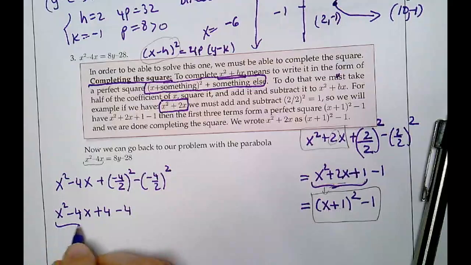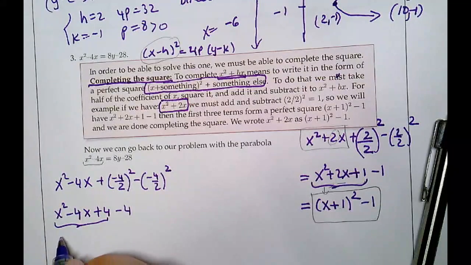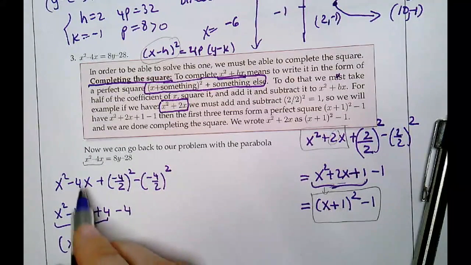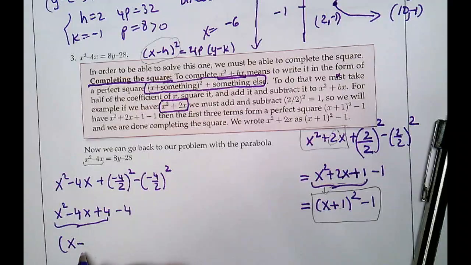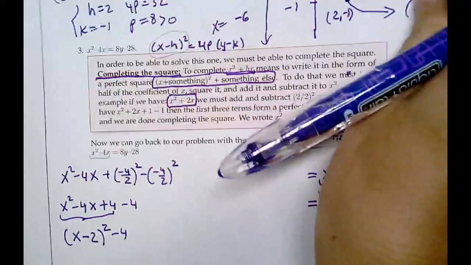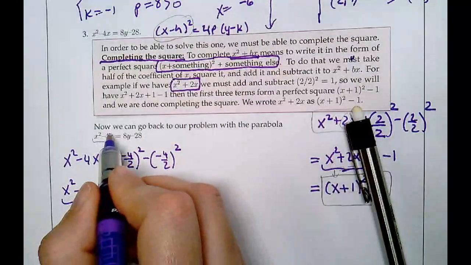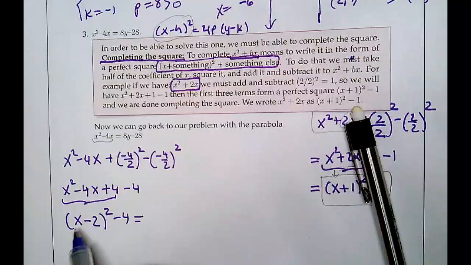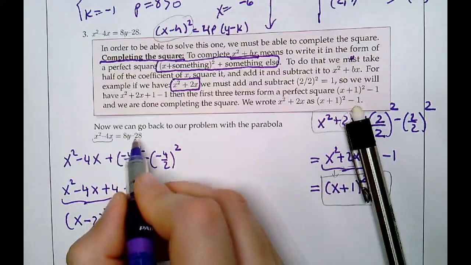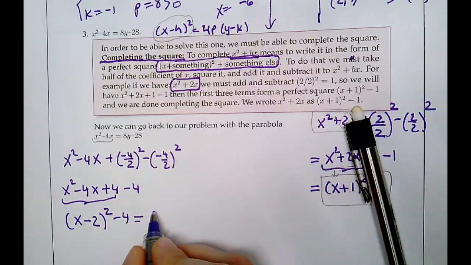Now I can group these three terms together, and this gives me a perfect square. Because I have a minus in here, it's going to be x minus half of the coefficient of x, which was 2. So x minus 2, squared. So x squared minus 4x plus 4 is x minus 2 squared, and then I still have the negative 4. So instead of x squared minus 4x, I have this whole thing: x minus 2, everything squared, minus 4, and everything was equal to 8y minus 28.